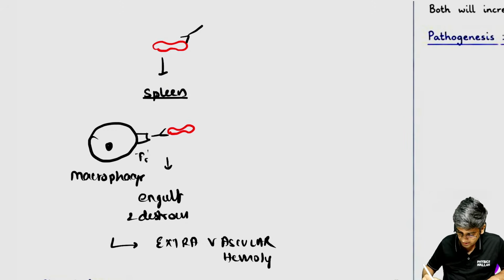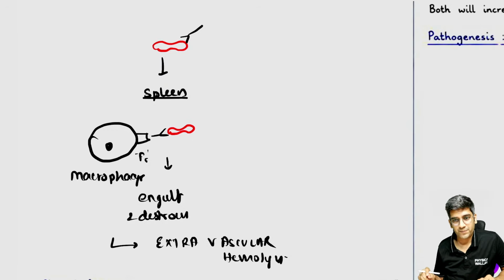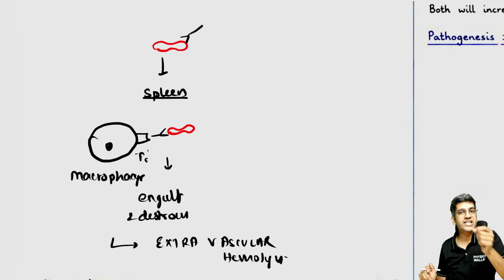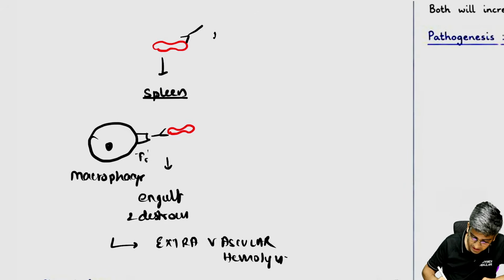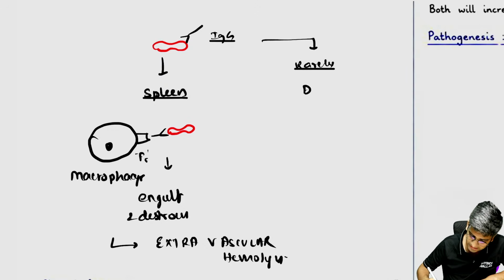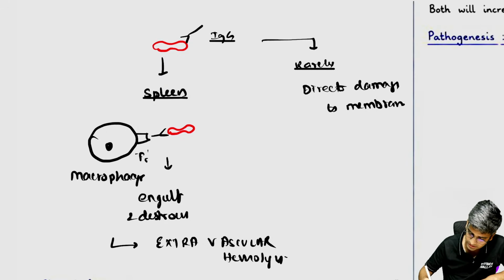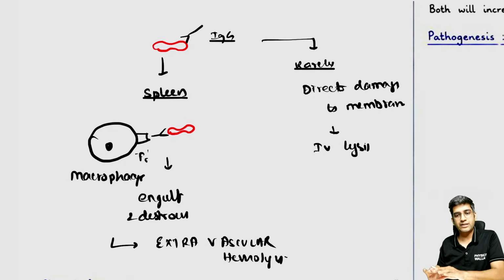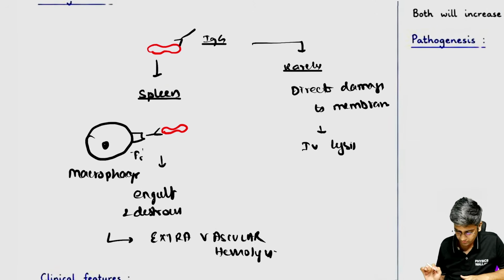Theoretically speaking, IgG is the strongest antibody, right? IgM is the weakest guy. IgG is the strongest antibody, right? So IgG binding to it theoretically can also sometimes, very rarely, cause direct damage to the membrane. This direct damage to the membrane can cause intravascular lysis. Write them in the exam, please write them, because theoretical, in real life it does not happen. Real life is always extravascular hemolysis without fail, right?